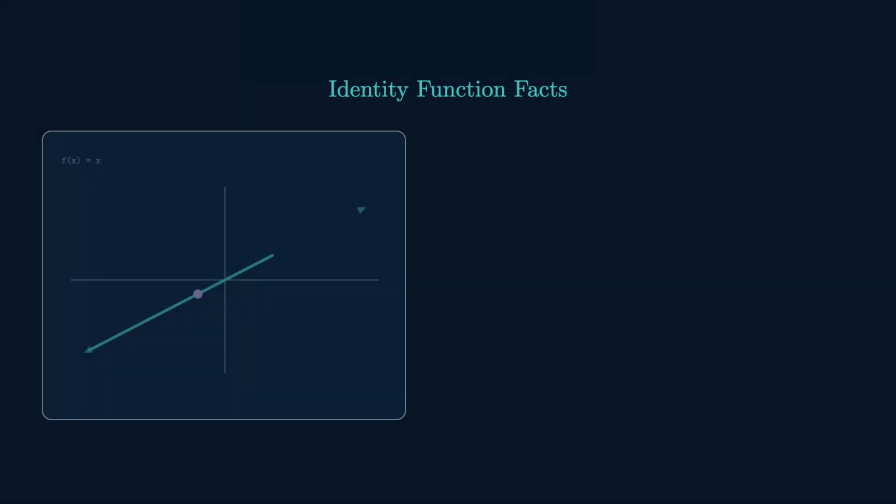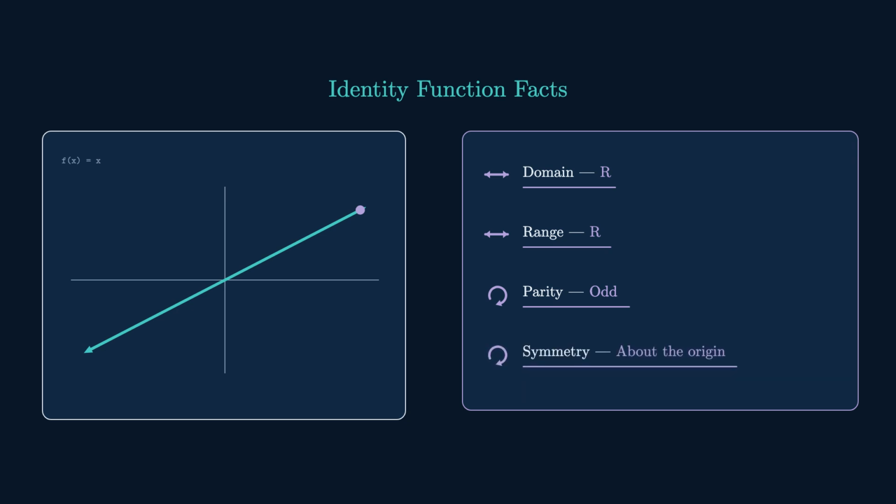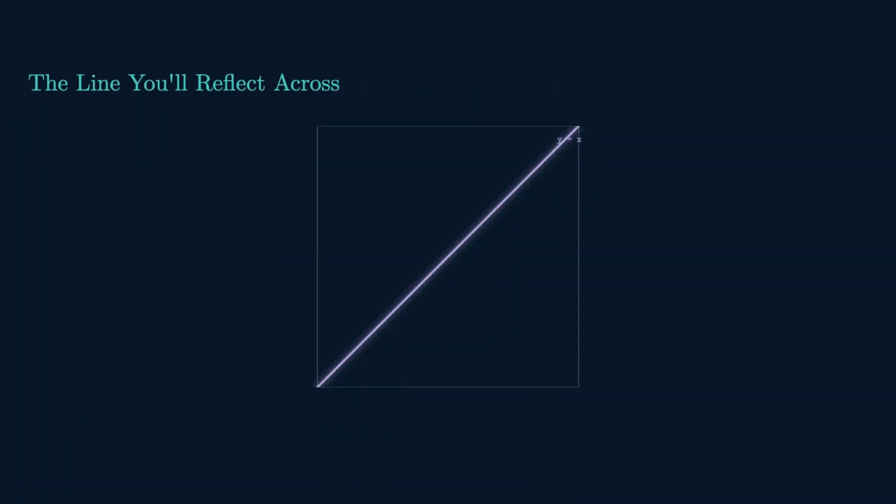You can plug in any real number and get a real number back, so domain and range are both all real numbers. Its parity? Odd, swap in negative x and you get negative x, sign flipped. Which means its symmetry is about the origin, spin it half a turn and it lands right back on itself. And this line has a second job. Keep a sharp mental picture of this exact line, because later on you'll reflect other curves across it to find their inverses. The 45-degree line is the mirror axis for the whole inverse function story. Plant that seed now.